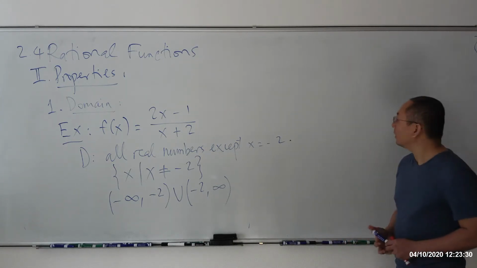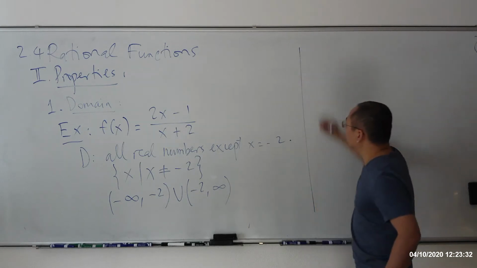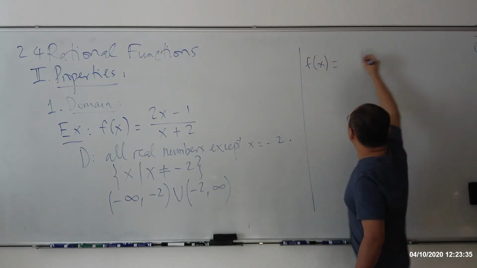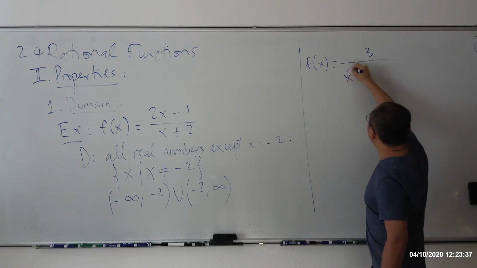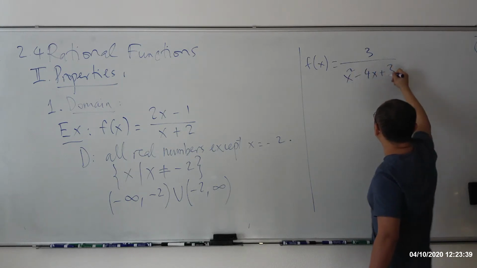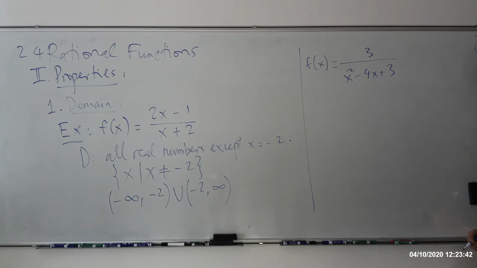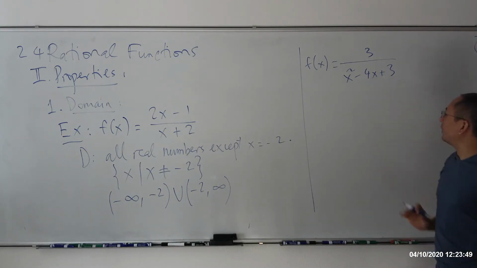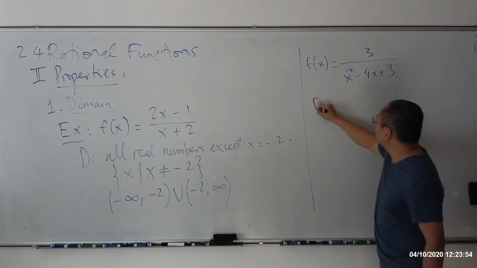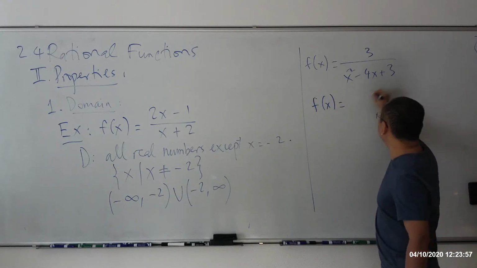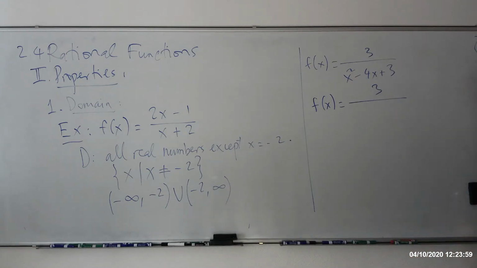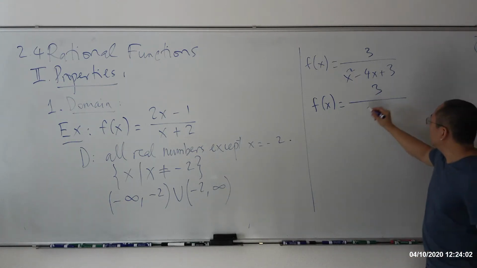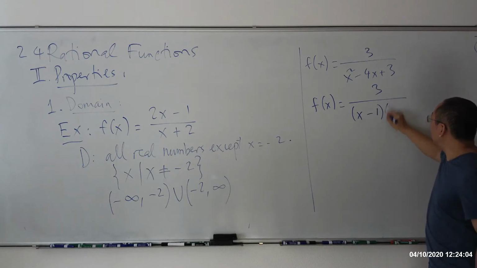Okay. Another example. How about this: f of x equal to 3 over x squared minus 4x plus 3. Find the domain of that thing. Okay? So the first thing that you should do is try to factor the denominator, so you can find all the linear factors of it. And I have this: f of x equal to 3 on the numerator, we're not going to touch it, and the denominator is x minus 1 times x minus 3.